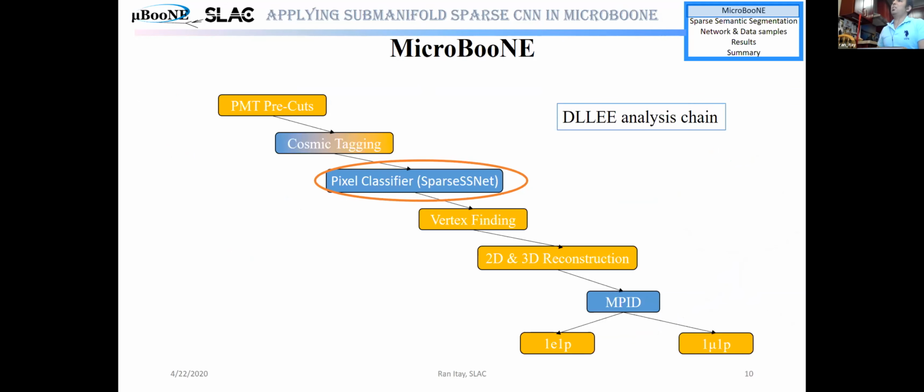If we look at our analysis chain in MicroBooNE, there are several analyses looking for the same thing. I'm focusing on the deep learning low energy analysis chain, and as Francois already described, we're not taking the entire image and plugging it into a neural net and spitting out what type of interaction it was. There are many levels to this, and I'm going to focus on the pixel classifier, for which we use the Sparse SSNet.